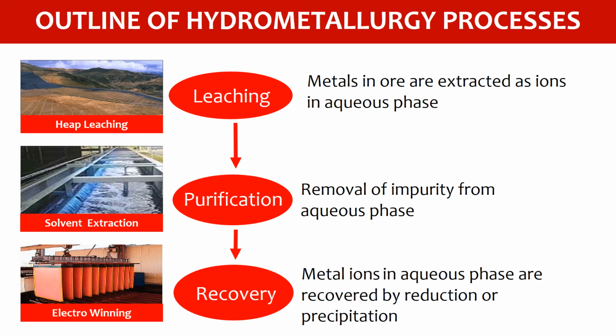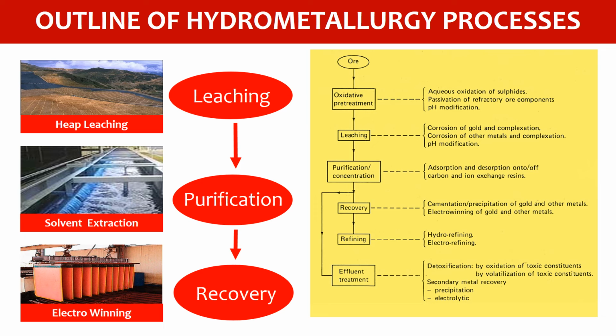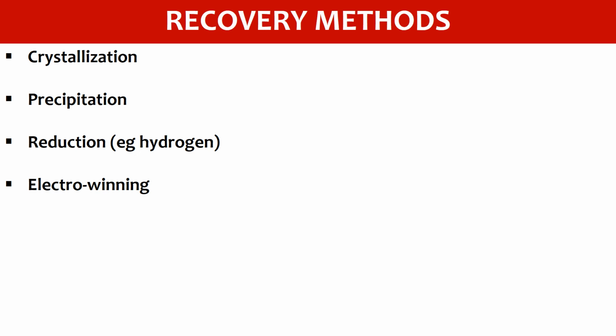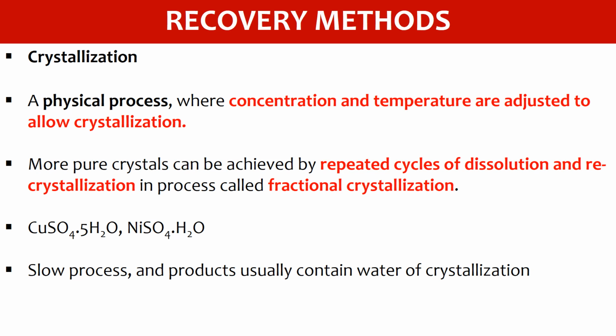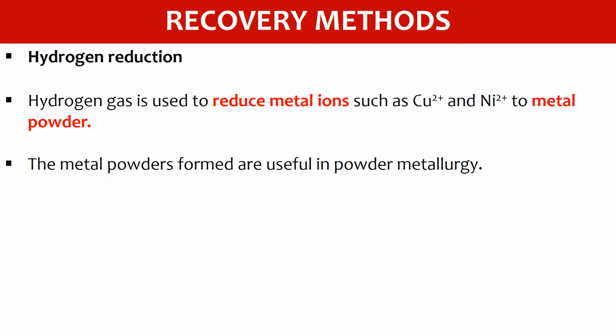Right, so just in brief, as we conclude, we said leaching to purification to recovery. Those are the 3 unit processes in hydrometallurgy. Okay. Then for the recovery, there are processes such as crystallization, precipitation, electrowinning, and hydrogen reduction. Okay, those are some of the recovery methods. So this is crystallization, you can go over this one. And there's hydrogen reduction. You can also go and find more.